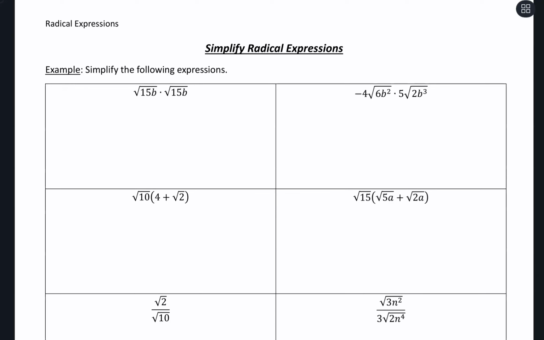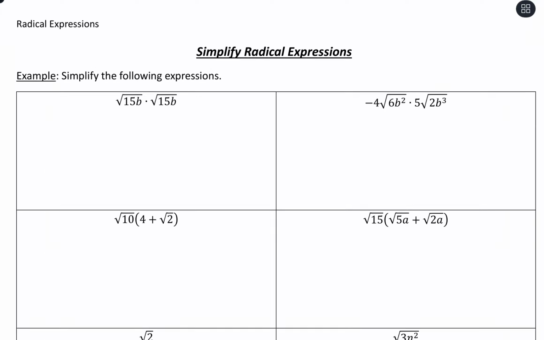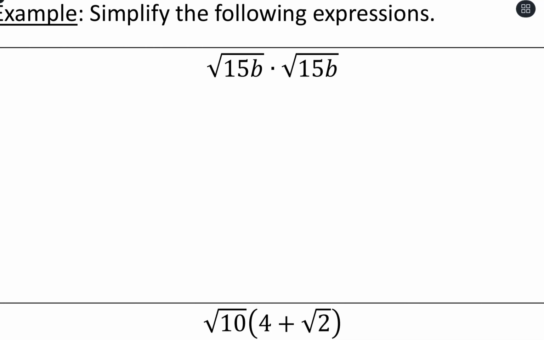So let's go ahead and combine all of those properties that we've talked through with simplifying roots, extracting roots, rationalizing denominators, and simplify all these expressions here. And let's see how we kind of go through that process. So this first example, I'm seeing a root 15b times root 15b. If we're working with square roots and we're multiplying the same exact thing, what we can do is just simplify that to the value that's underneath.